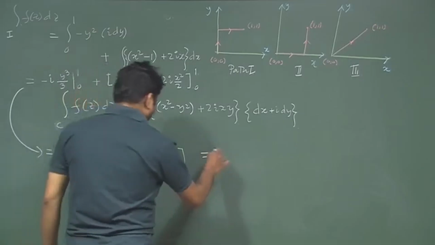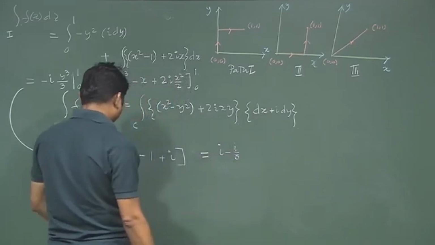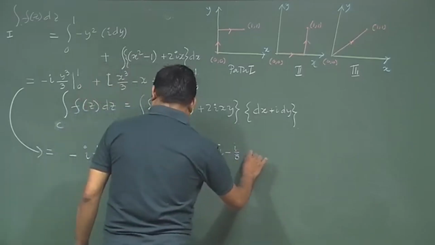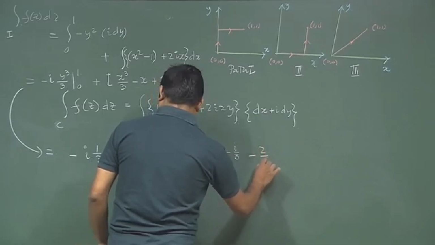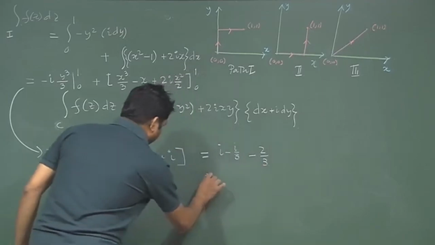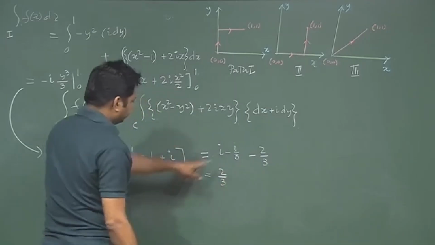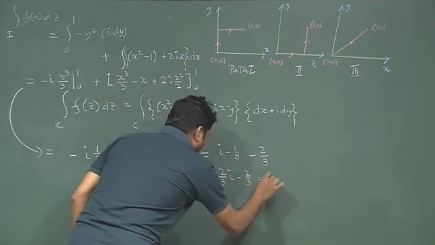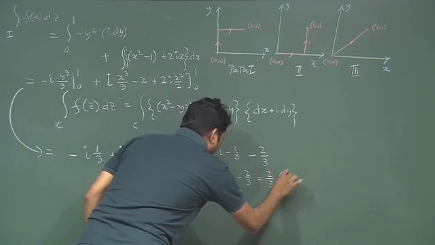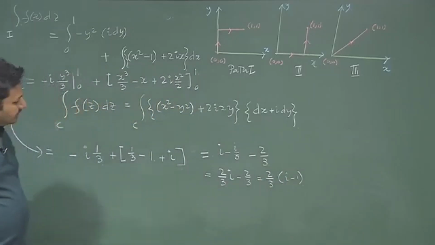So, it seems to be i minus i by 3 minus 2 by 3. So, it is 2 by 3 i minus 2 by 3. So, it is 2 by 3 (i minus 1). It comes to be something like 2 by 3 times (i minus 1) for path 1.